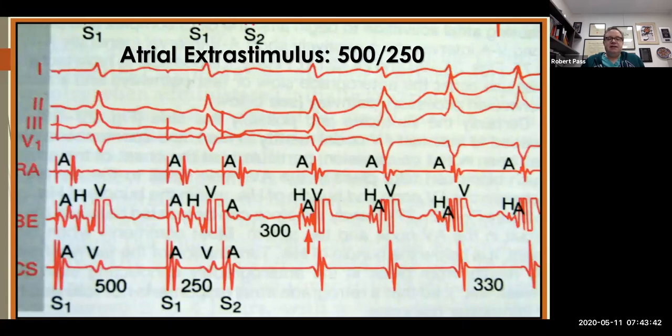This is a tracing of atrial extrastimulus testing, 500, 250. And when you're looking at these tracings, you always want to remind yourself what you're looking at. So in this particular example, we have 4 ECG traces. We have a right atrial tracing, the His tracing, a single His channel, and 1 coronary sinus channel. So very unusual appearance, but perhaps you can tell me what you think is going on now.